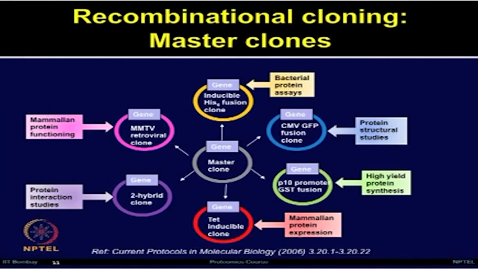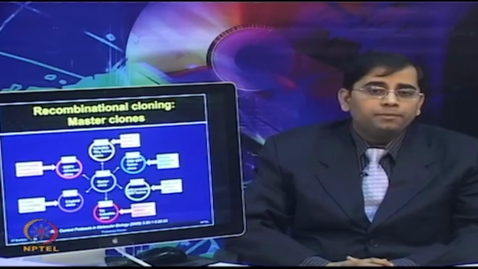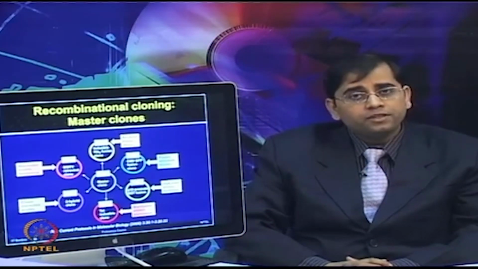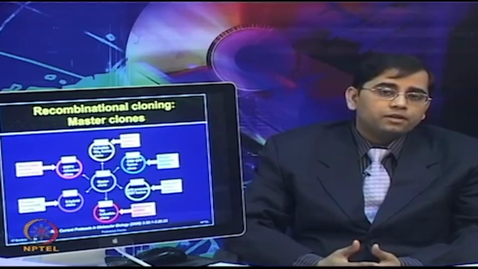Then P10 promoter GST fusion clone, which produces lots of proteins for the experiments. So, high yield protein synthesis, if that is your requirement, you would like to transfer your gene of interest into this vector. Now, tetracycline inducible clones, a mammalian protein expression system that can turn the protein on and off in the mammalian cells. Two hybrid clones, if your objective is to study the protein interactions, then test the protein function in the mammalian cells by using two hybrid clones.